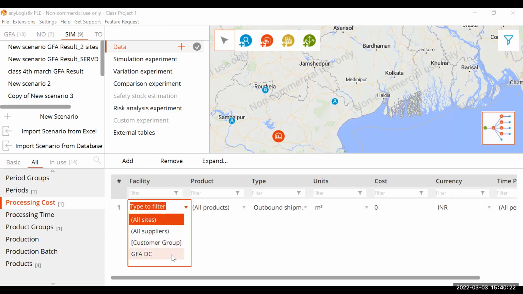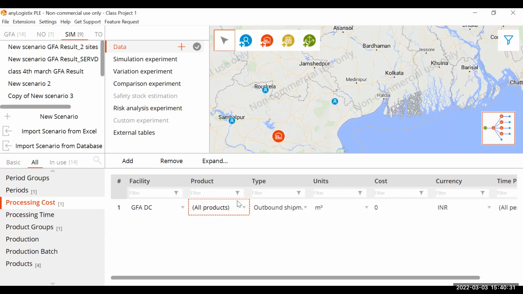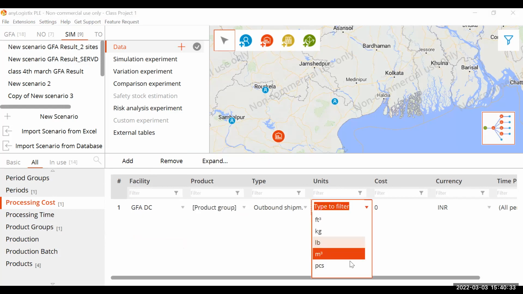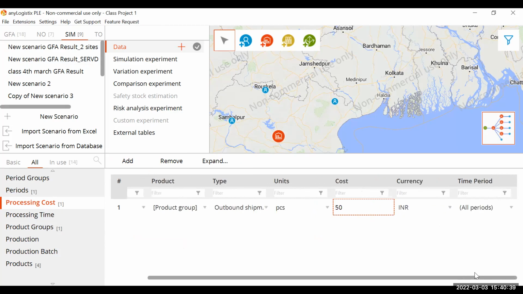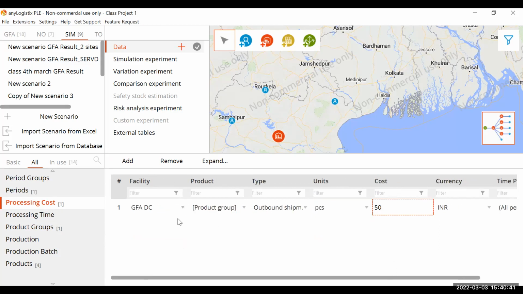So this is the GFA DC. What is the processing cost? Only outbound shipment, products, product group, unit is pieces. Cost is 50 rupees for each product. Let's say packaging and all those things, 50 rupees, right? I have not put any inbound cost because I do not have a factory. I have only a warehouse. From the warehouse, products are outbound to the customers, right?